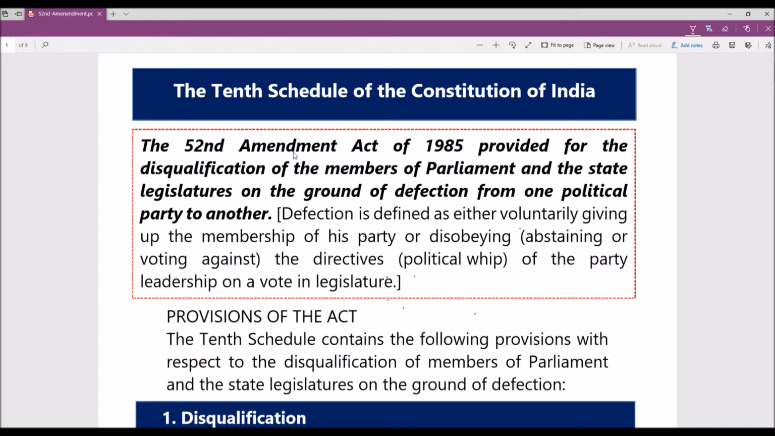In this video we will discuss the 10th Schedule. We have seen this in the news a lot of times, about the disqualification of members of parliament or state legislature. So let's look at this.